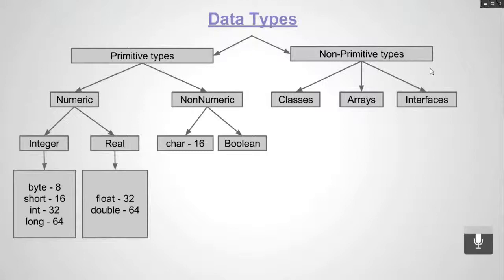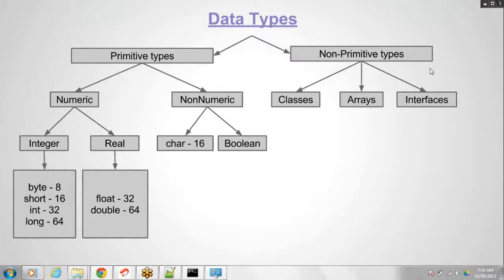So what type of value can it hold? Can it hold a number, or a character, or some decimal numbers? What kind of values it can hold, and what is the size of memory it can allocate, is based on this data type. So there are different data types for numbers and characters.